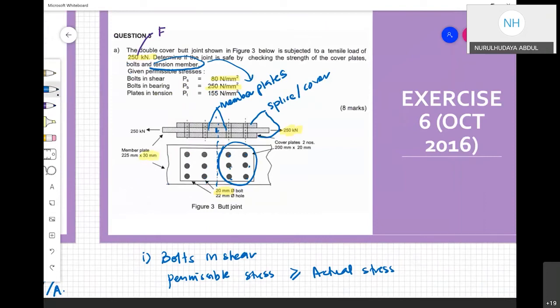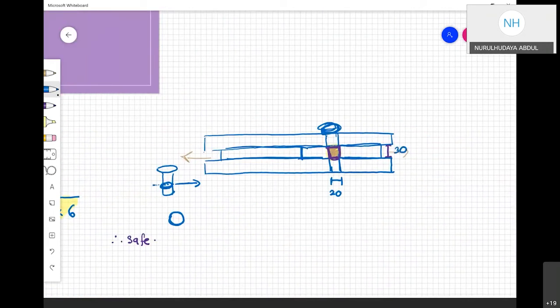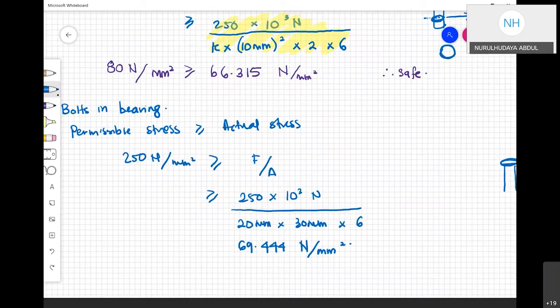Therefore, the area should be 20 times 30 mm, times 6 because there are 6 bolts. 20 mm the diameter times 30 mm and times 6 because of 6 number of bolts. Nurul Afikah says 69.444. Okay, correct. Thank you, Nurul Afikah. And we see that this value is also less than this 250 permissible stress, which means it is also safe.